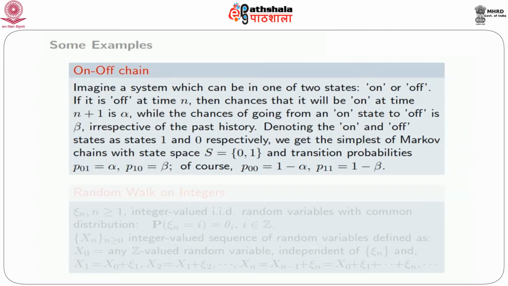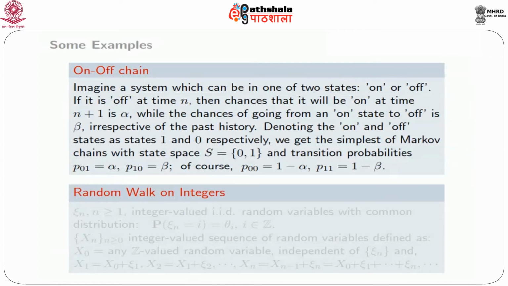I can write the state space as 0 and 1. These are just names for on and off. And the transition probability from 0 to 1 is alpha, off to on. Of course, P00, which is off to off, has to be 1 minus alpha. And the probability of transition from on to off is beta, which of course has to be 1 minus the probability that if it's on, then it remains on. So that's one very, very simple example with only two states.